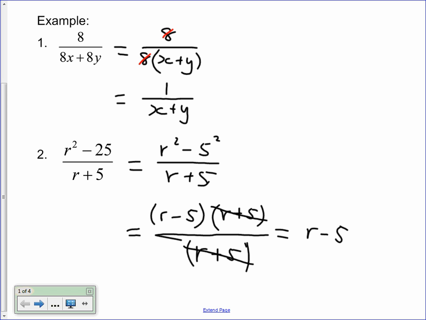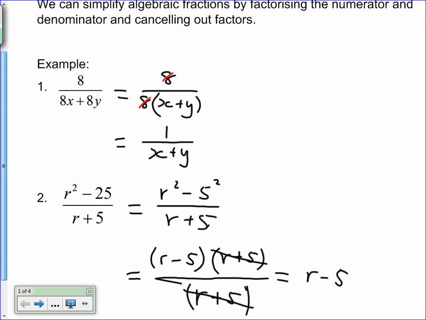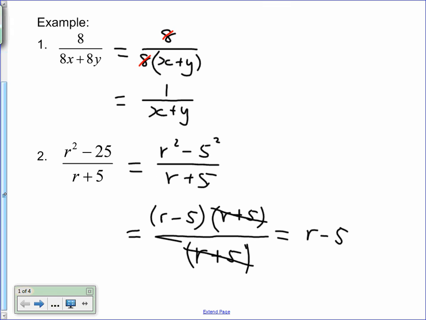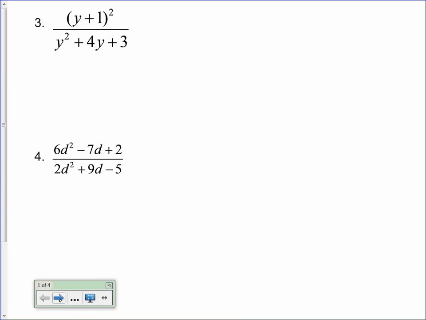Any questions about this one? We're good? I'll give you 2 seconds to write it down if you haven't already. I wouldn't worry too much about the writing, we've written that stuff before. All right, let's go to the next one. Here we have y plus 1 squared over y squared plus 4y plus 3.